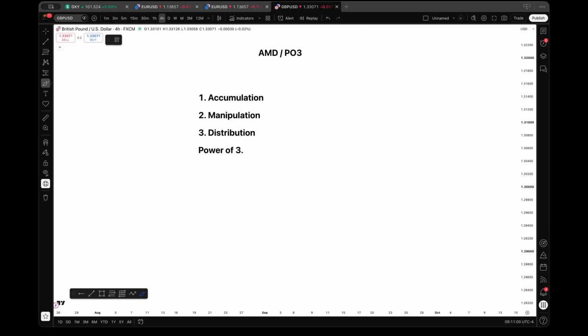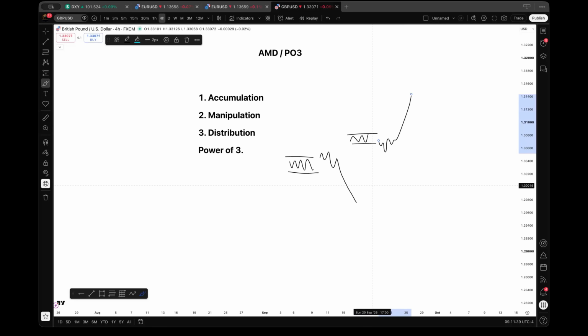So let me give you a very simple example of what AMD is. So you have accumulation, so a consolidation profile. You have one side of the range, another side of the range. You have a manipulation of the accumulation and then a distribution. It also works in the opposing manner. So you have accumulation, buy side and sell side. You have a manipulation in price, and then you get a distribution.